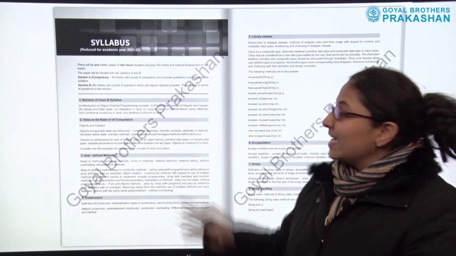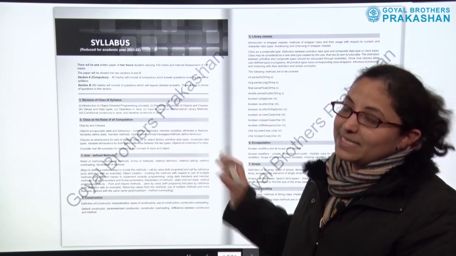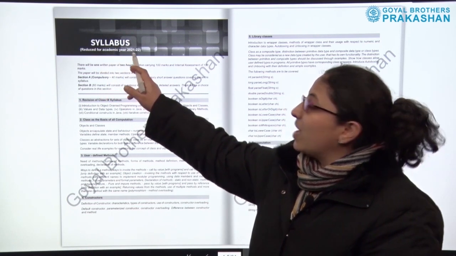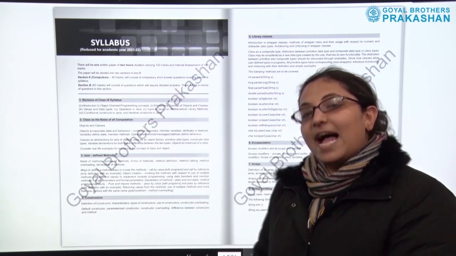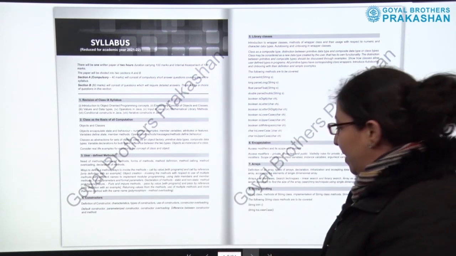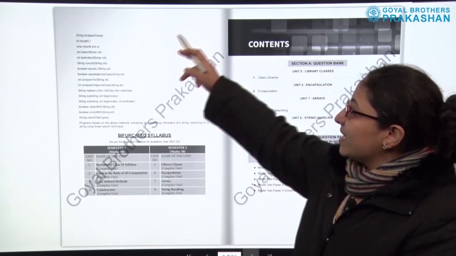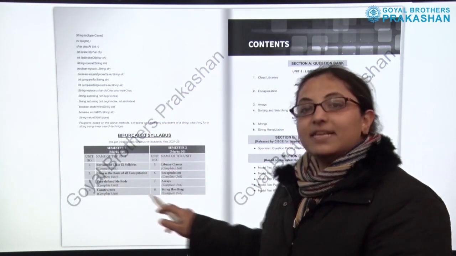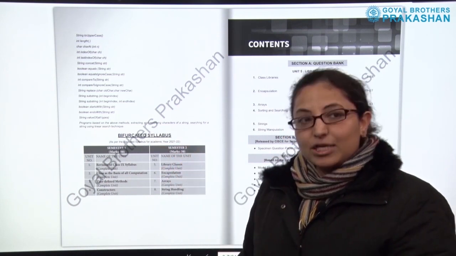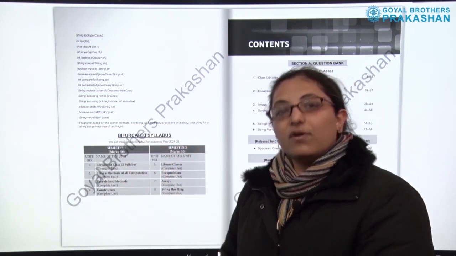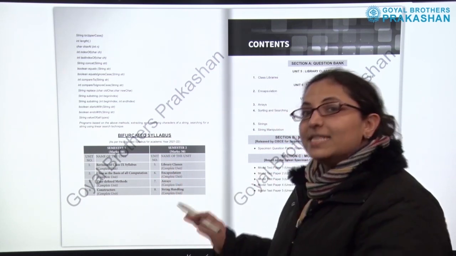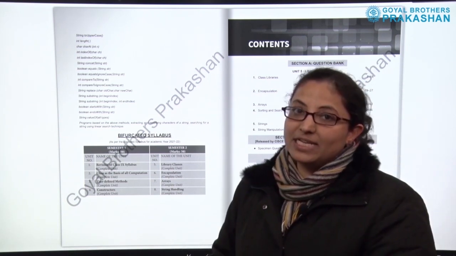To start with, in the beginning, the complete syllabus is given. Please note that this is the reduced syllabus for academic year 2021-22. Here you can see the complete syllabus is given. After the complete syllabus, the bifurcated syllabus is given for the semester 1 and semester 2 examinations. As we all know, both the semesters are for 50-50 marks each. We will be talking about semester 2 since this book is based on the semester 2 examinations.